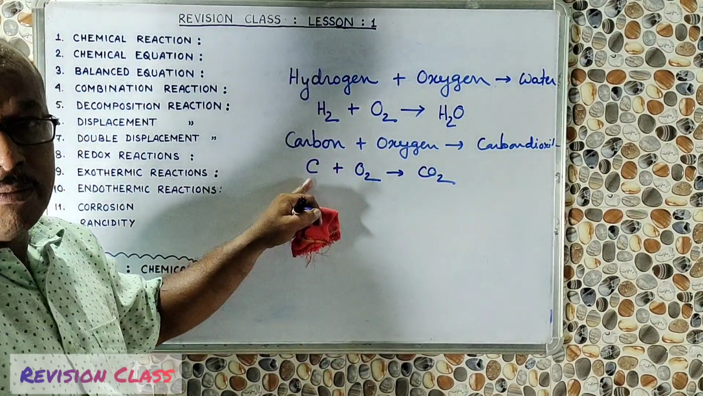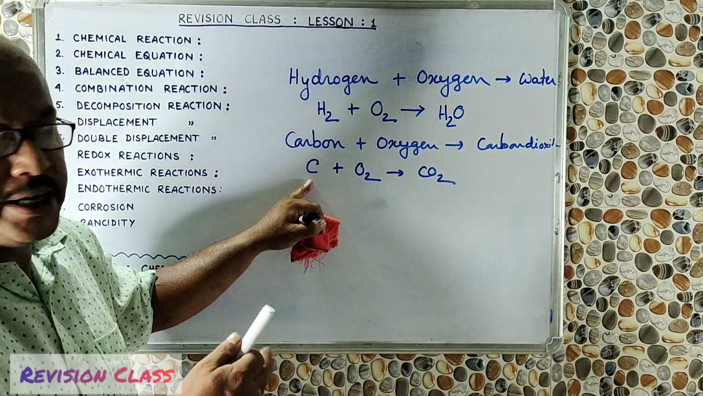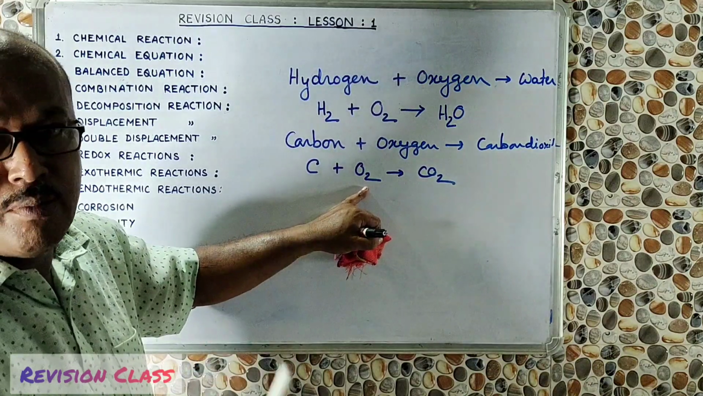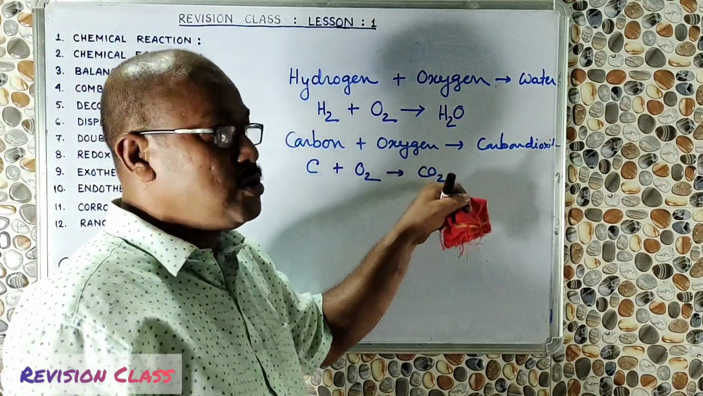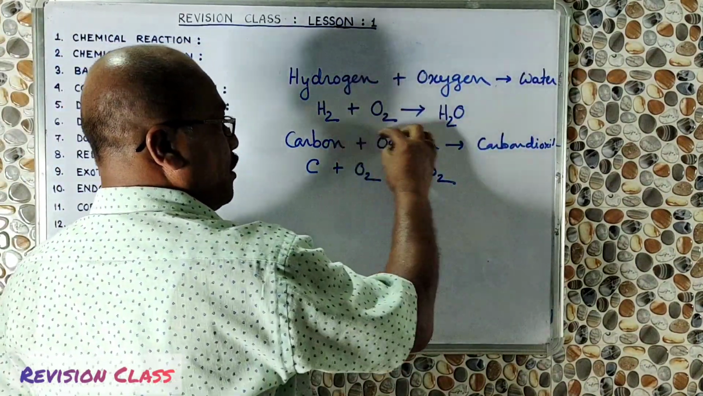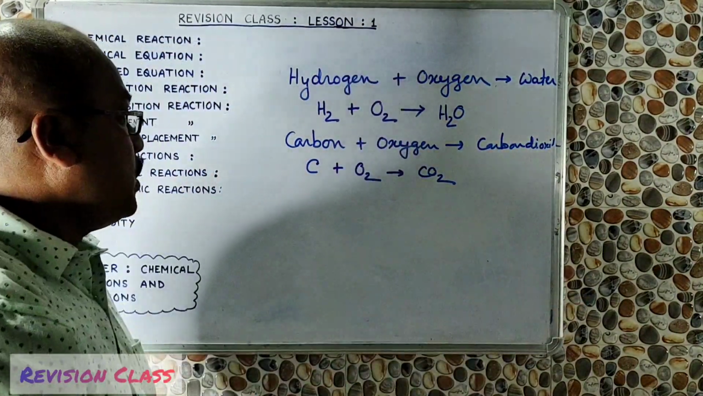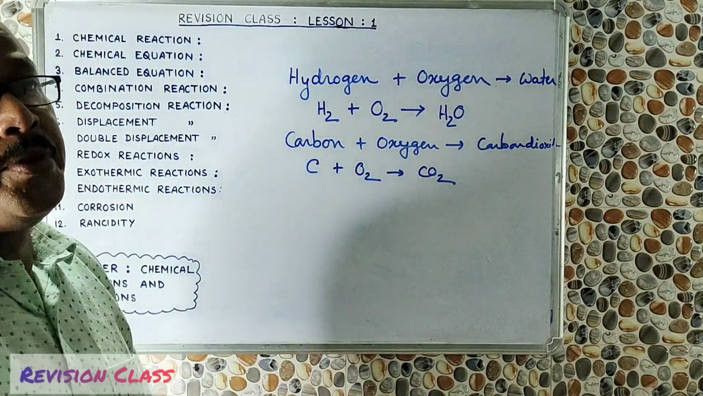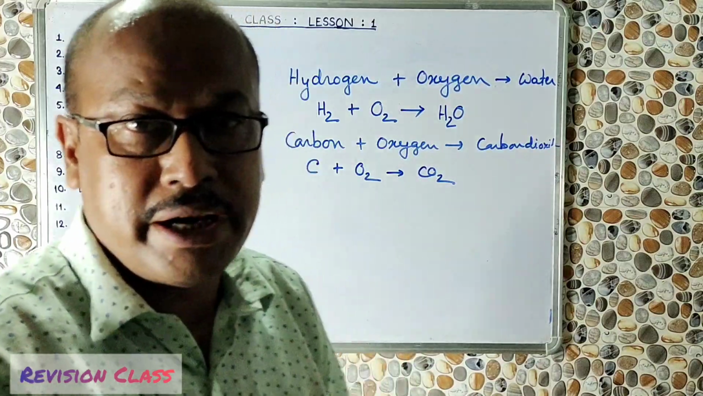Here we are using the symbol of carbon because it is in atomic state, and for oxygen we are using not the symbol but its formula because it is in molecular form, and carbon dioxide is also in molecular form. So this is how the representation of this type of chemical reaction with the help of the symbols and formulas of the reactants and products is called a chemical equation.